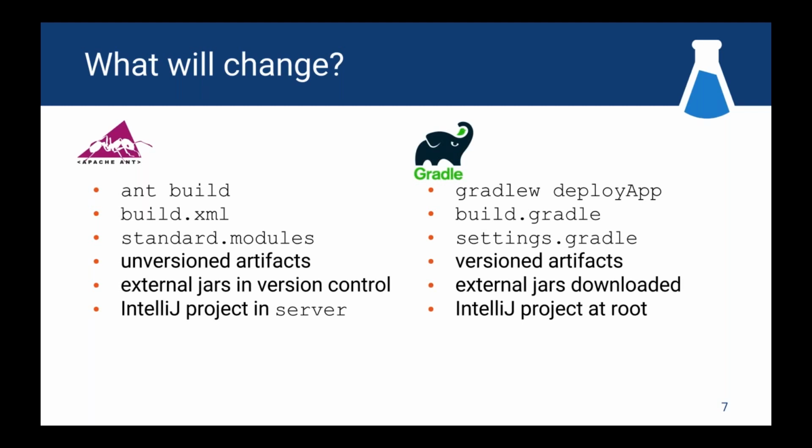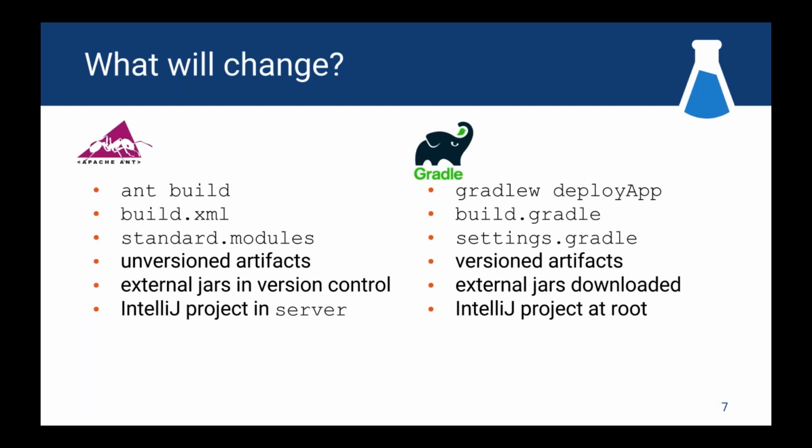We had in Ant the .modules file, so standard .modules, for example, that lists these are the modules that I want to include in my build. Gradle has that notion also, and that is their settings file. Settings.gradle is where you specify which modules to include in the build.